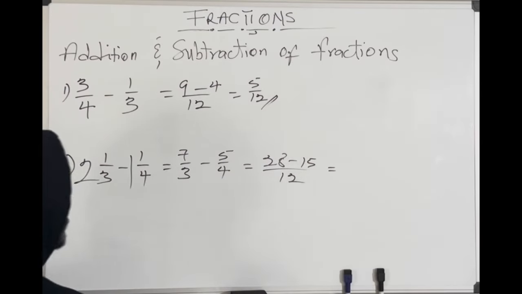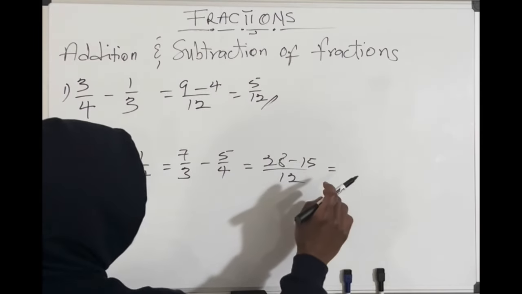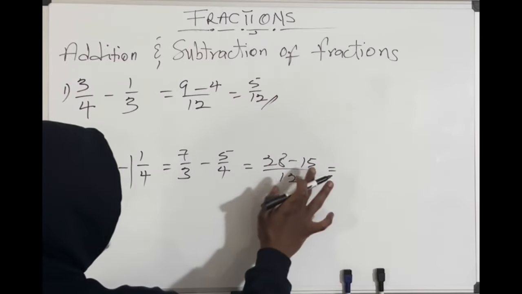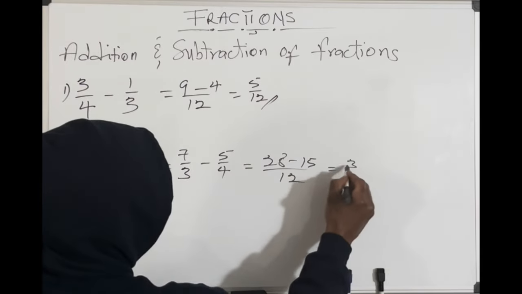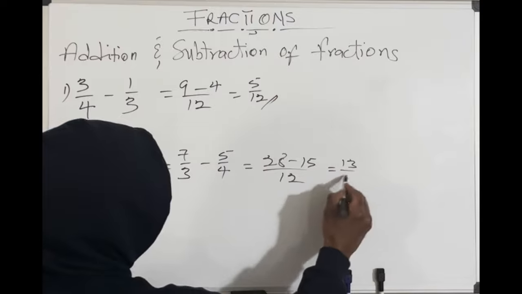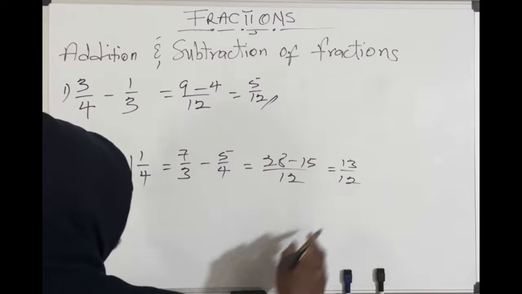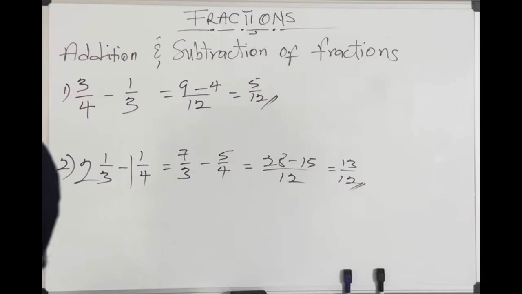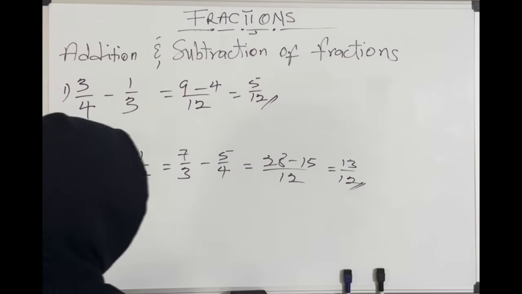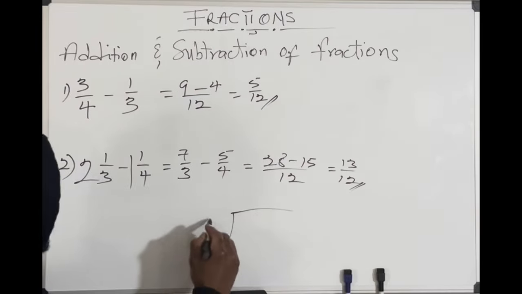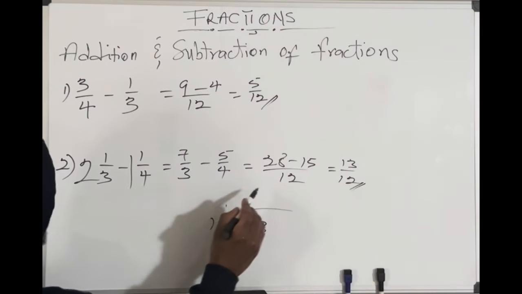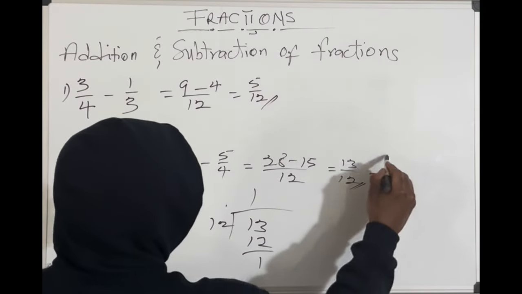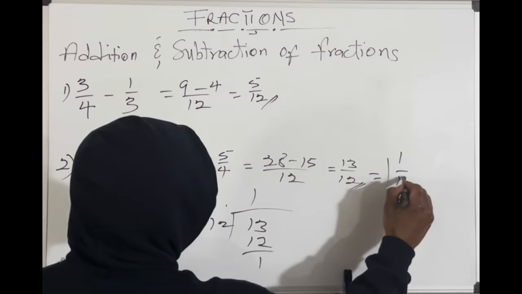And then the last step is we subtract 15 from 28. So 5 from 8 is 3, and then 1, and then 12. So this will be our final answer. And if you want to change to a mixed number, you know how to go about it. So 12, 13, 12 goes here, 1, 12. So we get one whole number, 1 over 12.